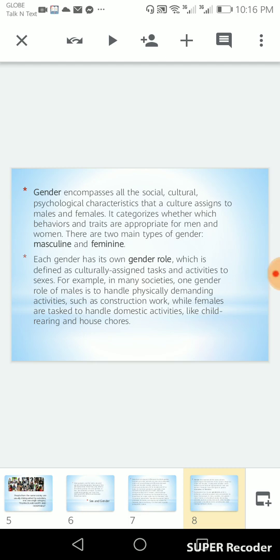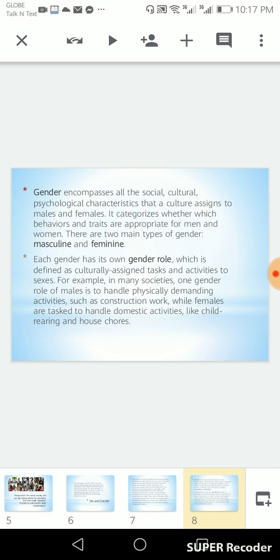Okay, each gender has its own gender role, which is defined as culturally assigned tasks and activities to sexes. For example, in many societies, one gender role of males is to handle physically demanding activities such as construction work, while females are tasked to handle domestic activities like child rearing and house chores.